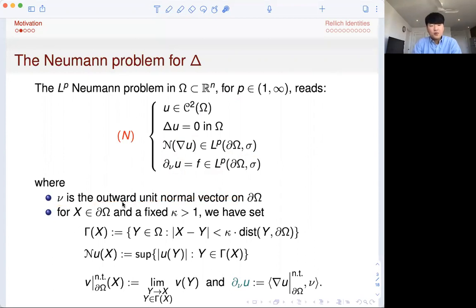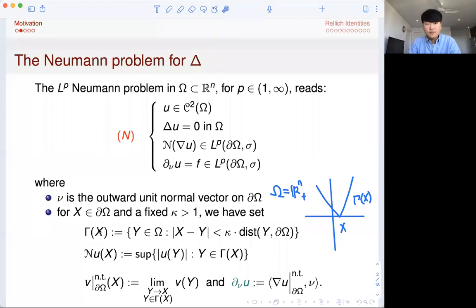And for capital X on the boundary and a fixed number kappa, which is bigger than 1, gamma of X is defined by this: the points Y in the domain such that the distance from the vertex X is less than kappa times the distance from the boundary. So the point cannot be close to the boundary without being close to the vertex X. If the domain Omega is the upper half-space, then this gamma of X is going to be an upright circular cone at vertex X of aperture kappa. In general, this is called the non-tangential region.